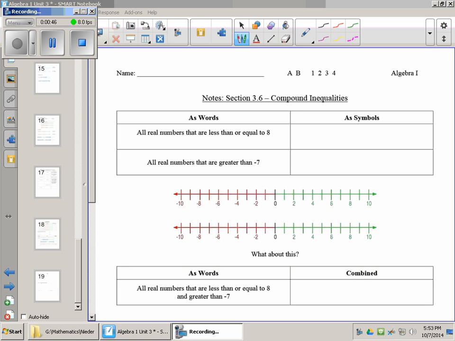All right, but first a little warm up. Here we have two statements in words. All real numbers that are less than or equal to 8, and all real numbers that are greater than -7. Let's call this one A and this one B. Let's go ahead and graph those on these number lines, and then can you write those using your inequality notation over here where it says as symbols. And for all real numbers, you can just use an X or an N, whatever your favorite variable is. Go ahead and do that. Substitute, please hit pause.